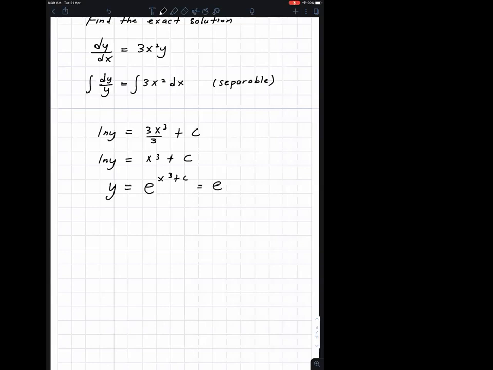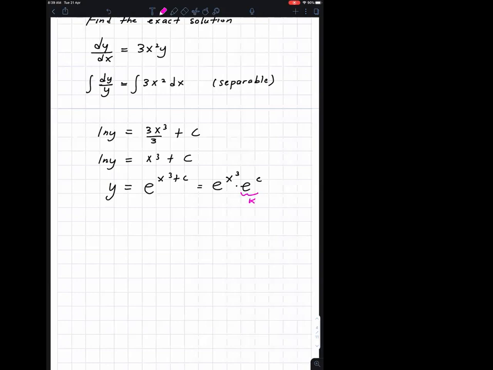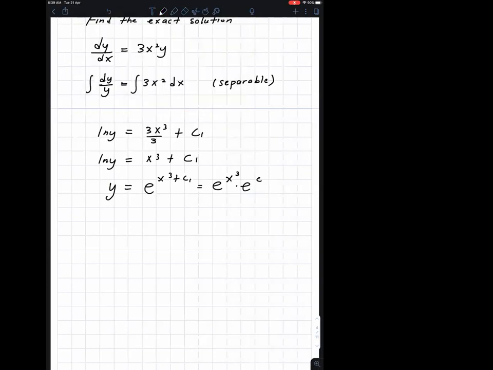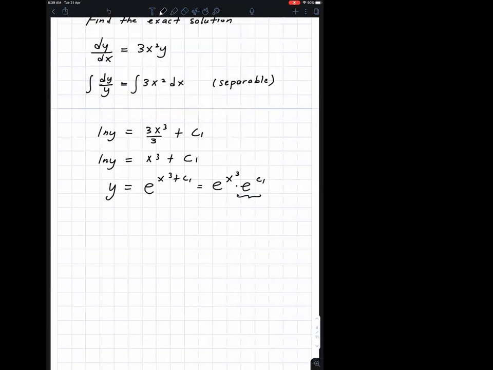So that's going to be e to the power of x cubed multiplied by e to the power of c. Okay, this is a constant. You can just call this k or something, a constant. You can call it any name if you like. Because I don't want you to get confused with the other case, you can call this C1. And e to the power of C1 is another constant, so you can call it C2. So y is C2 e to the power of x cubed.